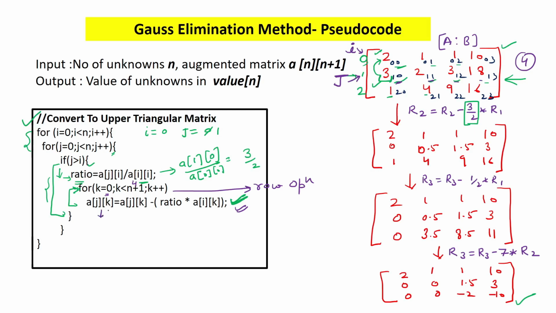And here you see that this k is incrementing always from 0, 1, 2, 3. And this j is static. J is what? J is 1. So this will be 1, 1, 1, 1. So this will be 1 0, 1 1, 1 2 and 1 3. All these particular row's elements.